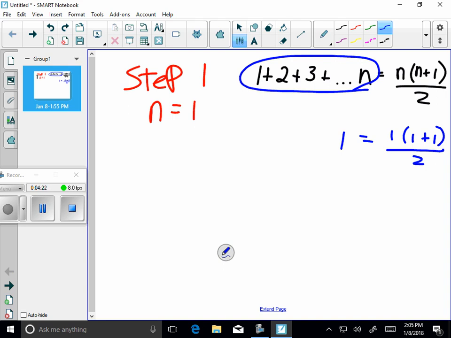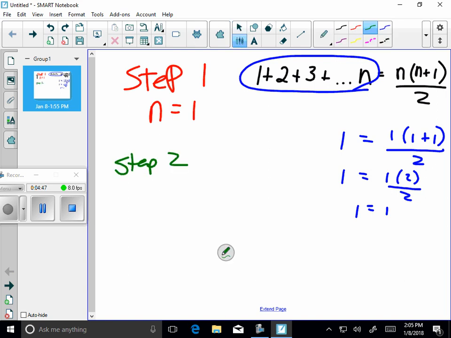I have stuck in 1, and lo and behold, it's 1 times 2 over 2, which is 2 over 2, which is 1. Yay, I proved it. Now, have I proved it for all times in all cases? No, but I proved it for the simplest case, which is if I stick in 1, it works.